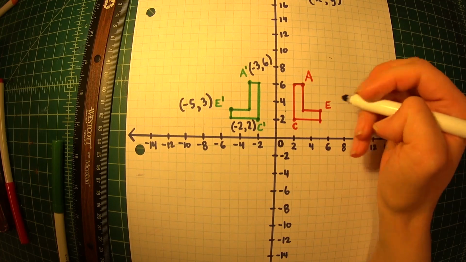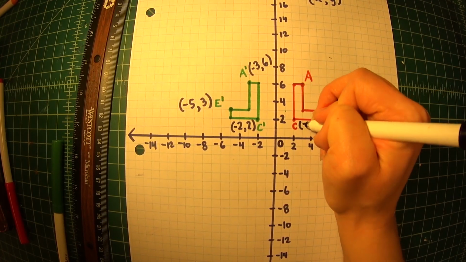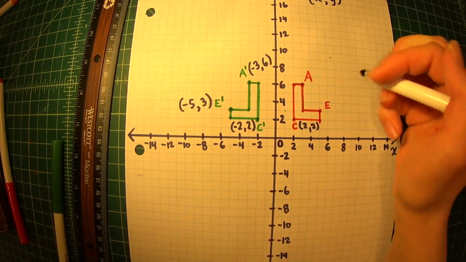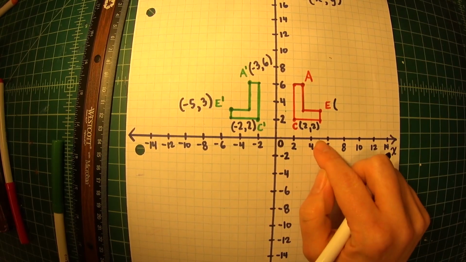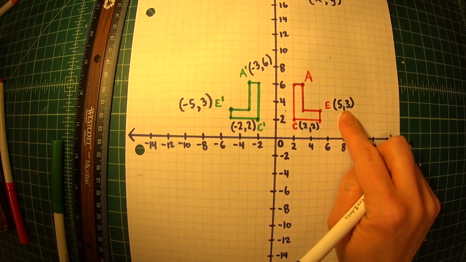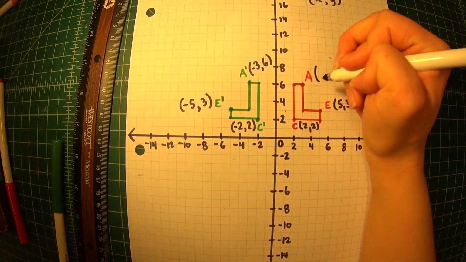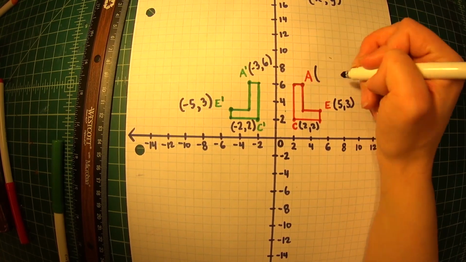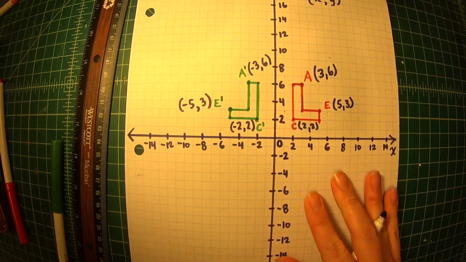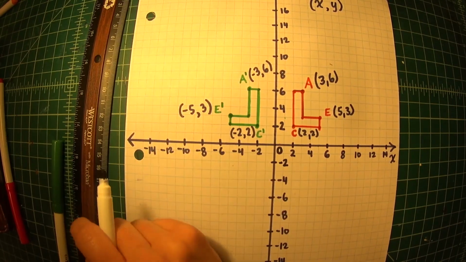And you'll notice if you compare it to the coordinates of the original, I've got 2, 2, same, except the x is a negative over here. E, I've got 5, 3, again, same, except that I've got a negative over here. And A, I've got 3, 6. Same, except I've got a negative over here. So you can see how a flip in the y-axis just changes your x coordinate to a negative.